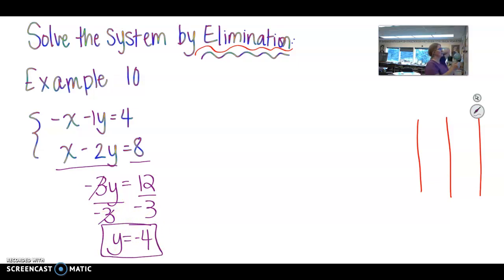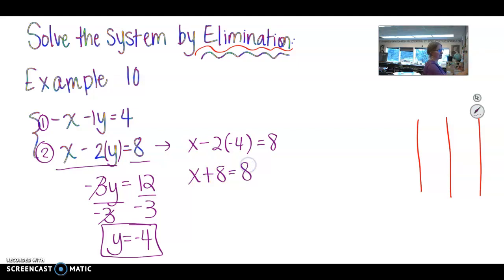And then you can pick either equation 1 or equation 2 and plug in negative 4. There's not one that's really easier than another when it's the elimination method. I'm going to use equation 2. So I have x minus 2 times, in place of this y, I'm going to throw the negative 4 in there. So I already know what y is. And then I get x plus, minus 2 times negative 4 is plus 8, because you got a double negative there. And to solve for x, you're going to subtract 8, and you get x equals 0.